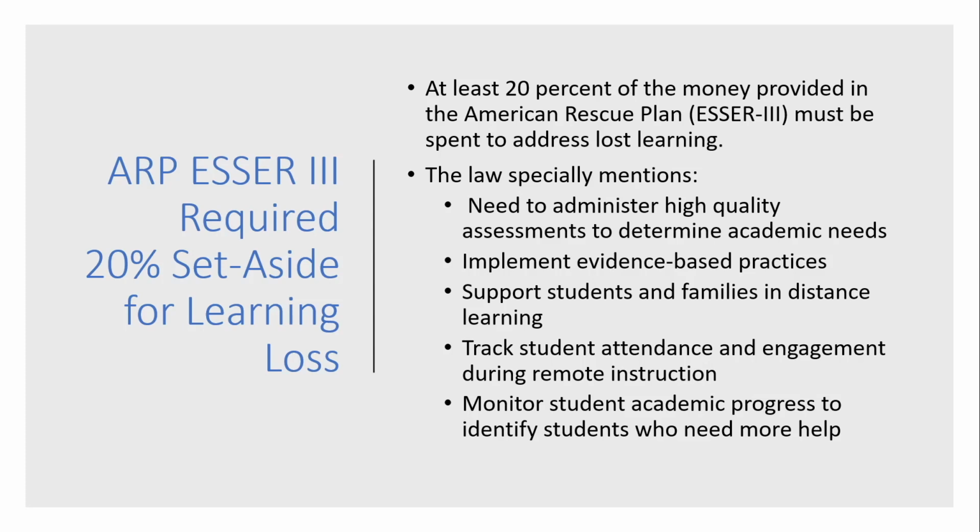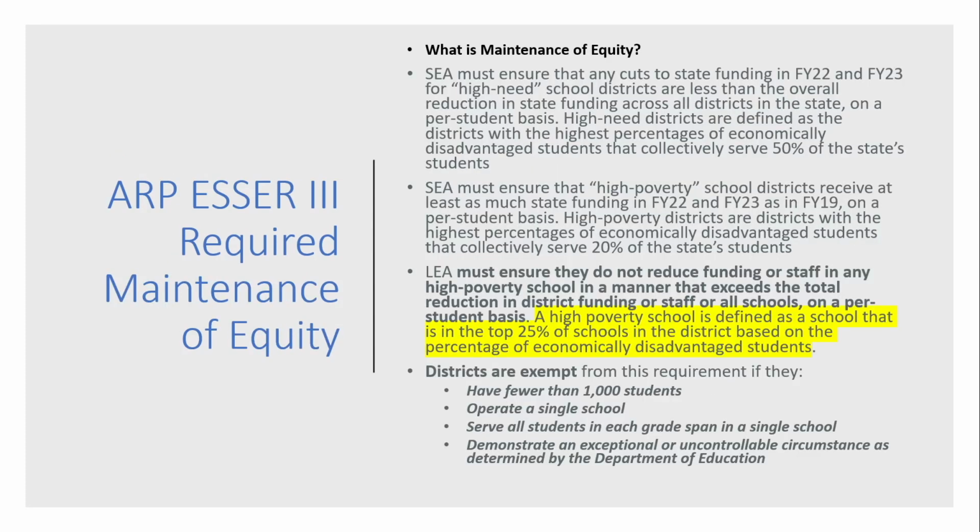And one of the other things that we have to take into consideration is maintenance of equity. This is also new for ESSER III. What we have to take into consideration is that we have to take our schools and rank them for a poverty level for each school. And then we have to determine that the top 25%, we can't adjust the staff or the resources that they receive, and it can't be disproportionately affected compared to any of the other schools in the district.